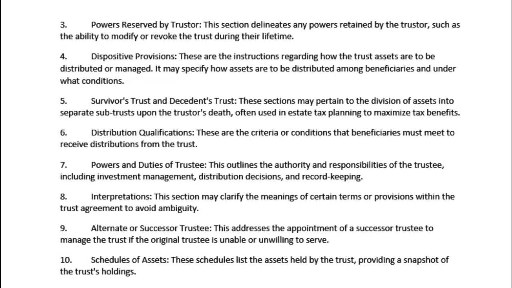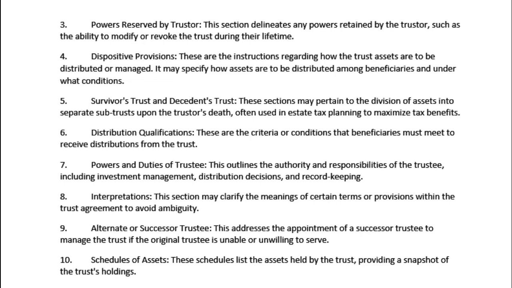5. Survivor's trust and decedent's trust. These sections may pertain to the division of assets into separate sub-trusts upon the trustor's death, often used in estate tax planning to maximize tax benefits. 6. Distribution qualifications. These are the criteria or conditions that beneficiaries must meet to receive distributions from the trust. 7. Powers and duties of trustee. This outlines the authority and responsibilities of the trustee, including investment management, distribution decisions, and record keeping.